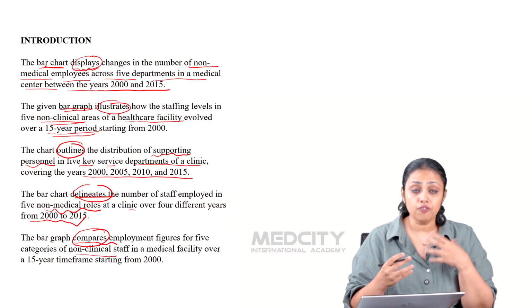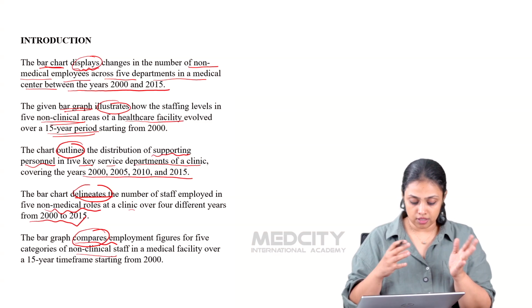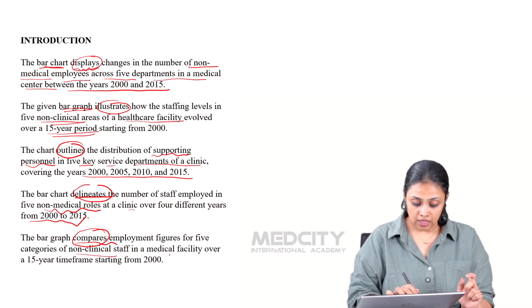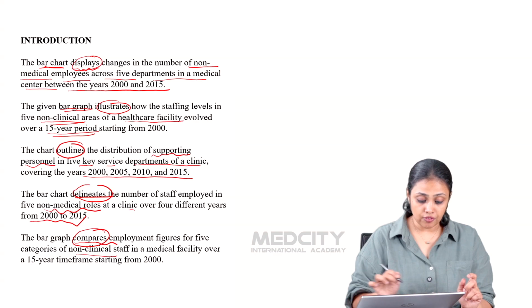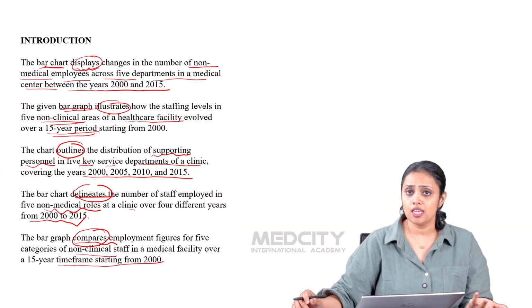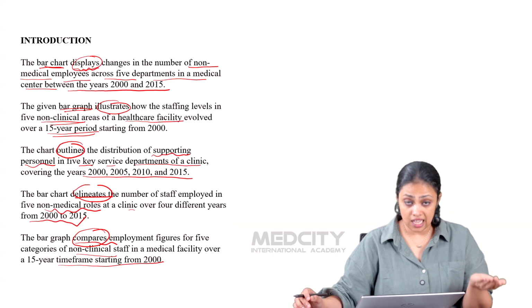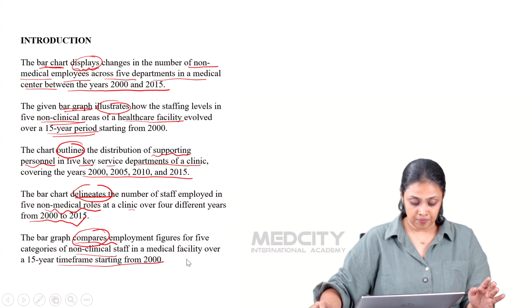So it's a comparison of 5 different employment categories, non-medical staff category at a medical facility over a 15-year time frame starting from 2000. So these are the different variations, and you can have even more variations. If you would like to share it with us, please post it as comment.